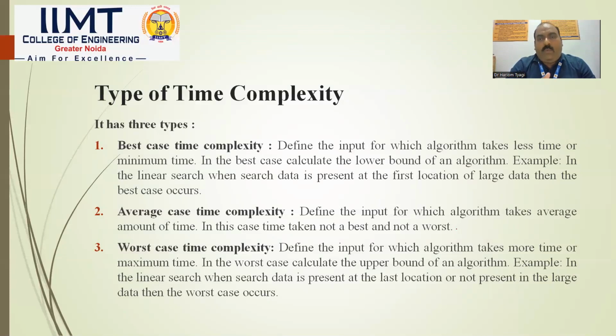One is the best case and one is the worst case, and all other cases are average cases. Not best, not worst, the other cases are average cases, which take an average amount of time. Not best time, not worst time. This is the time complexity.